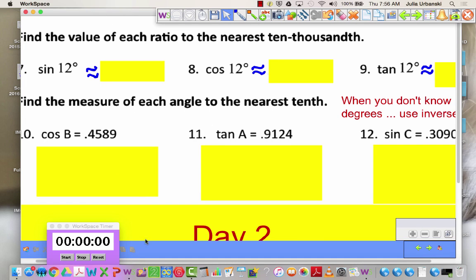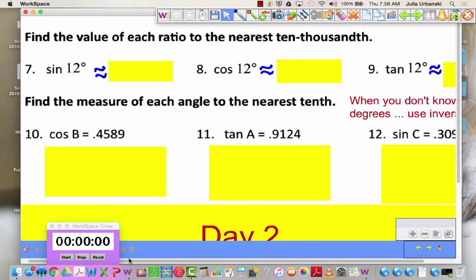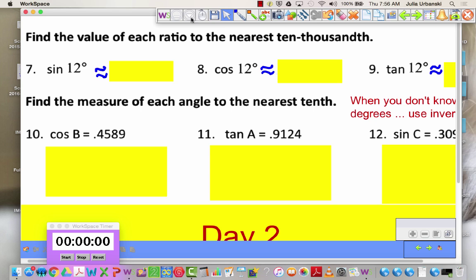Okay, so looking at the bottom of the front page of 7-3, we did these yesterday already, where you found the sine of 12, the cosine of 12 and the tangent of 12. The difference, though, I want you to look at the difference between 7 and 10. What is different there? Yes. The degree, you look at the degree sign, right? Good. The degree sign is missing.